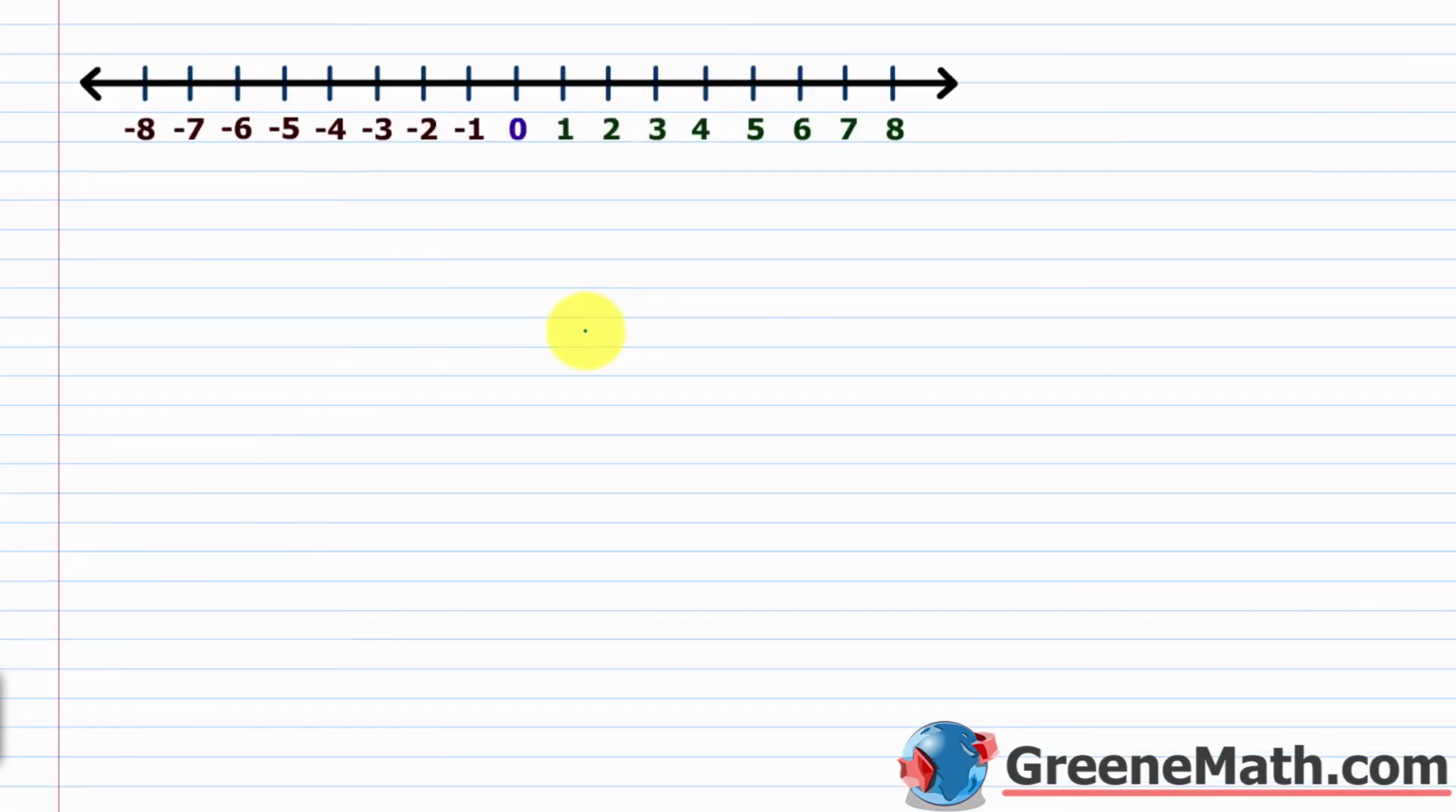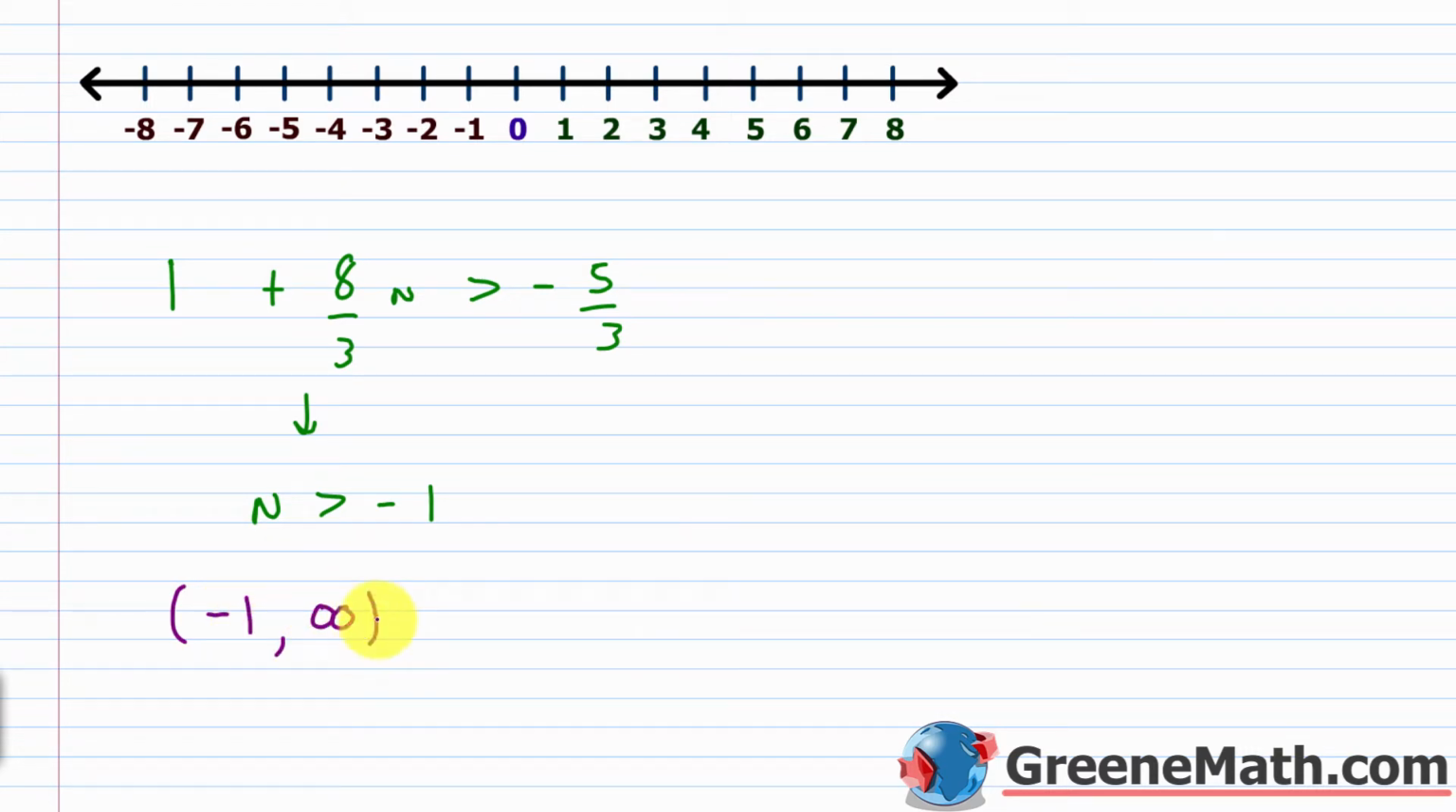Okay, so we're just going to use one graph this time. And we can put it together and have one solution. So we found that for 1 plus 8/3 n is greater than negative 5/3, the solution was n is greater than negative 1. So in interval notation, that looks like this. You have a parenthesis, a negative 1, comma, infinity, and then a parenthesis. Graphically, we know that at negative 1, we would have a parenthesis, and then we would shade everything to the right.